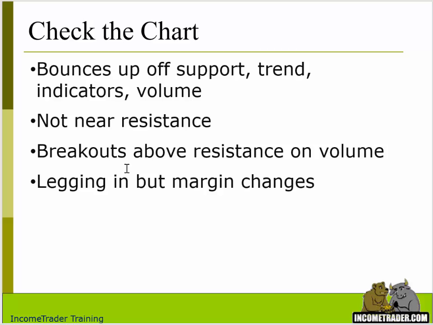So we want to make sure that if it does hit resistance and it breaks above resistance on high volume, that could be a bullish entry. And we can always leg in, which means we could potentially go in and sell our put first to receive a very high premium, and then as the stock continues higher, we can buy our insurance. If the stock heads higher, higher, higher, our put prices decrease, so our insurance costs less.